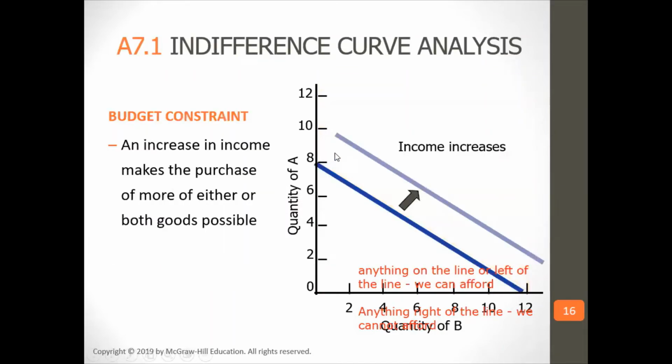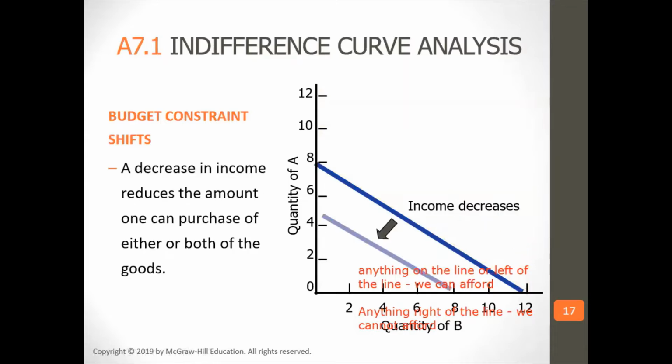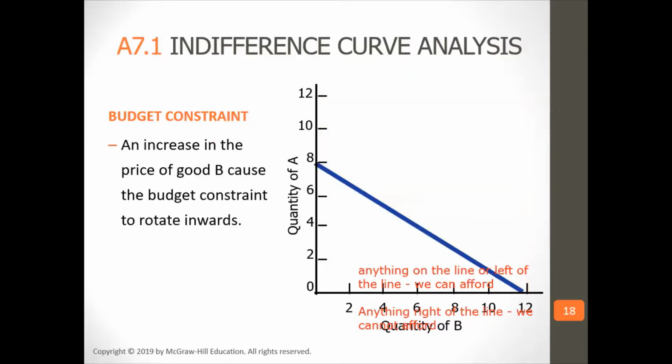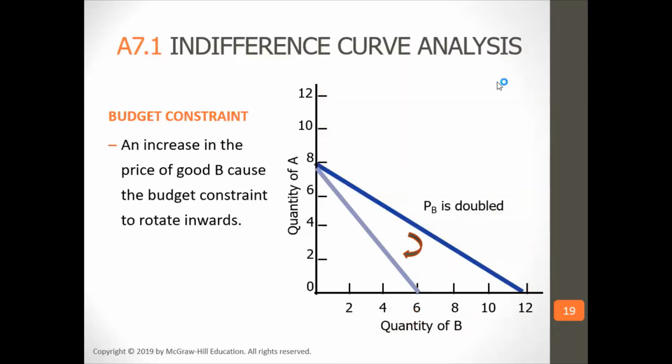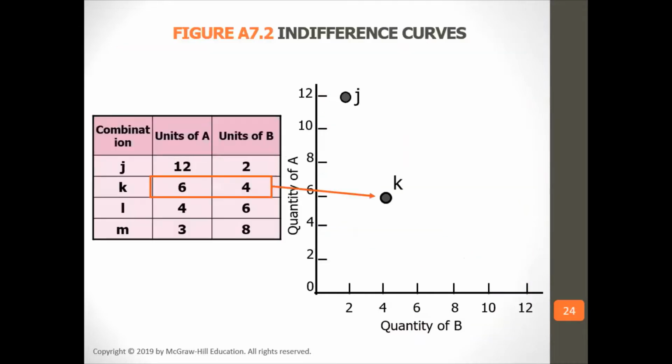But if the line shifts out like that, our income increases, so we can purchase more of each good. And if the line shifts left, our income decreases, so we can afford less of each. And in this case, if the graph rotates downward, the price of B is doubled. And if it rotates like that, the price of A is doubled.